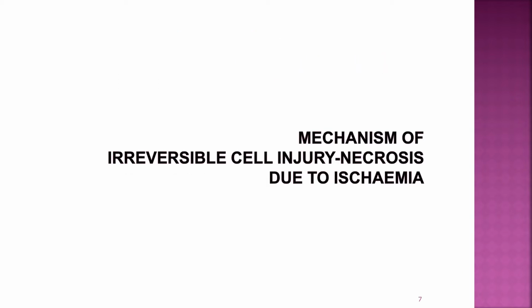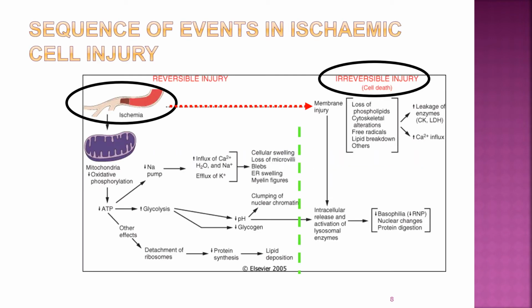Now we look at the mechanism of irreversible cell injury, necrosis due to ischemia. Two major mechanisms for cell injury are mitochondrial damage and membrane injury. We concentrate on the membrane injury. When there is membrane injury, there's going to be leakage of enzymes and also increase in calcium influx, and that would lead to many other damaging factors in the cell that leads to cell death.